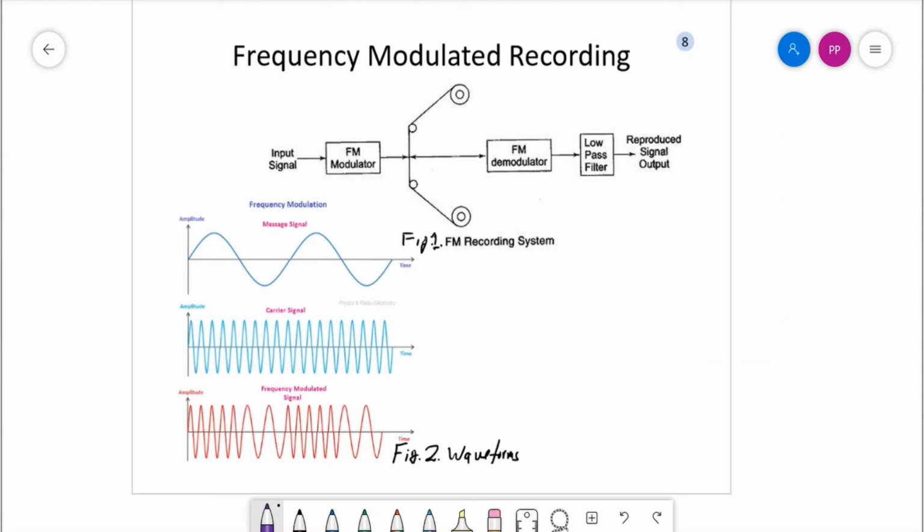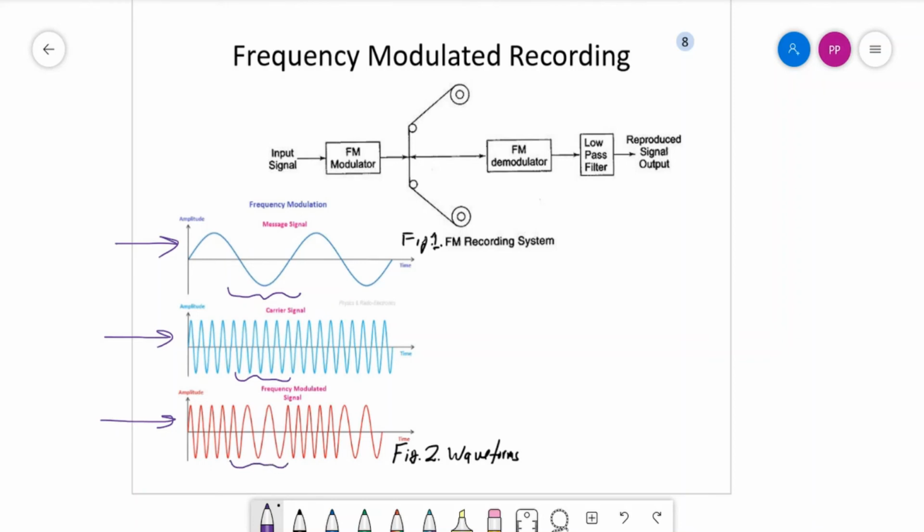The first one in the figure is the actual signal to be recorded. This is the carrier frequency, and this is the modulated signal. So what happens in the modulated signal? Based on the input signal, here you can see the effect of this. So based on the input signal, upon modulation we will see that the signal is changed.